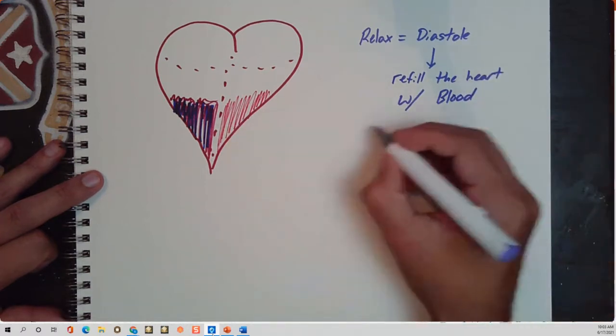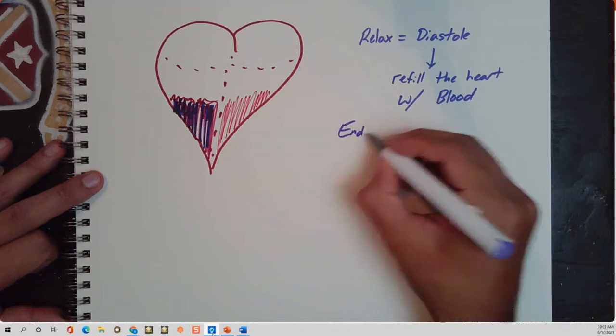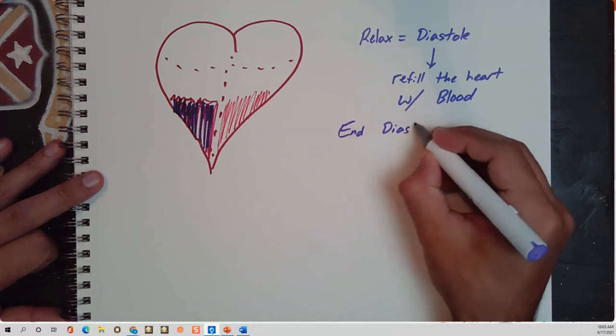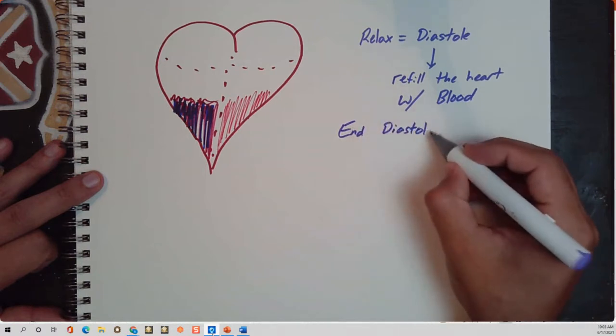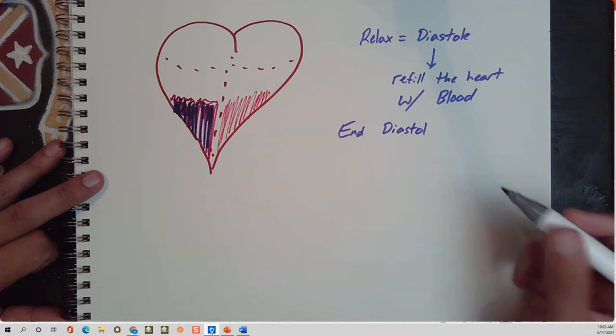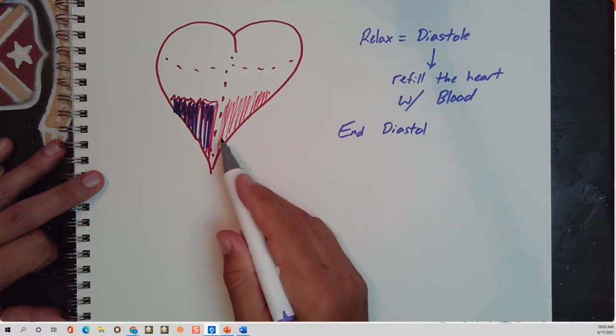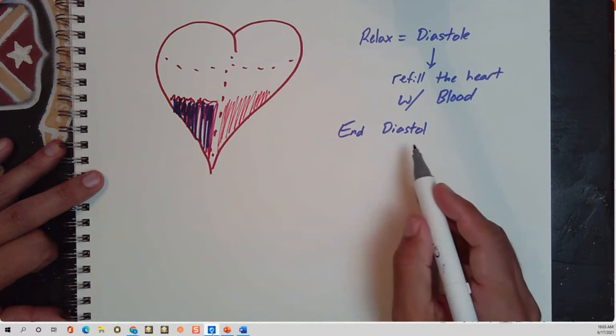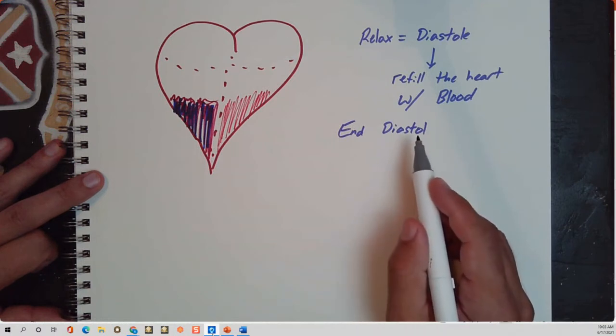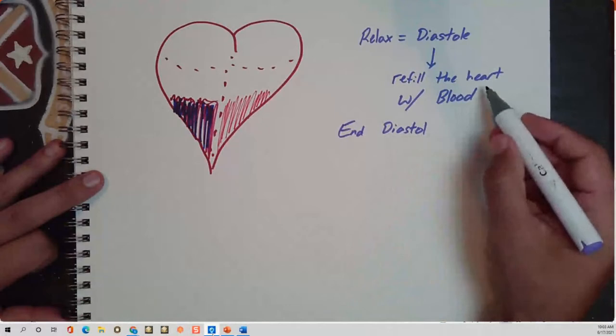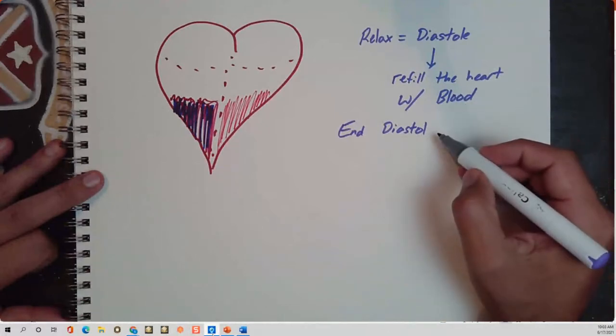So what's going to happen at the very end of diastole? Will we have a very high volume of blood? So after we've refilled the heart with blood, it's going to have the highest volume of potential blood. Does that make sense?